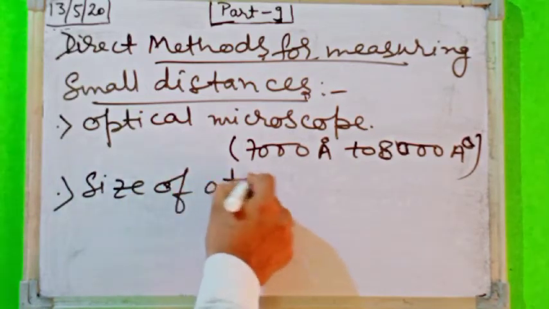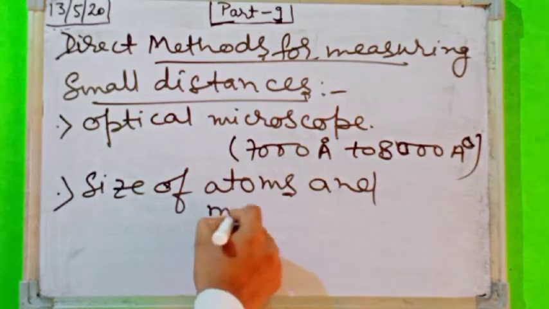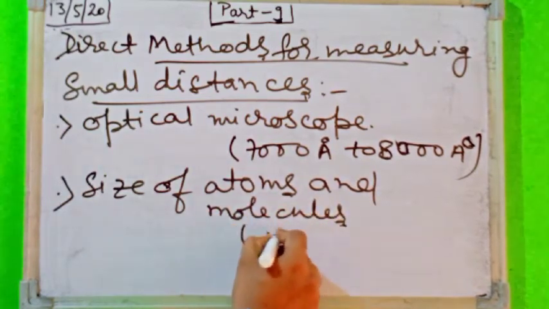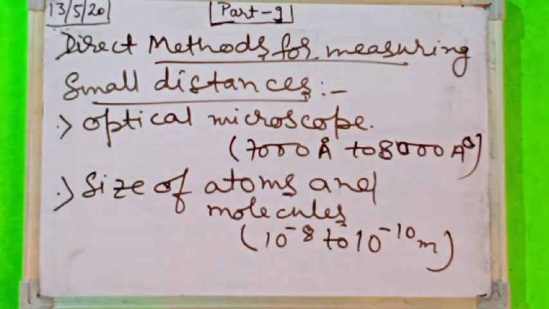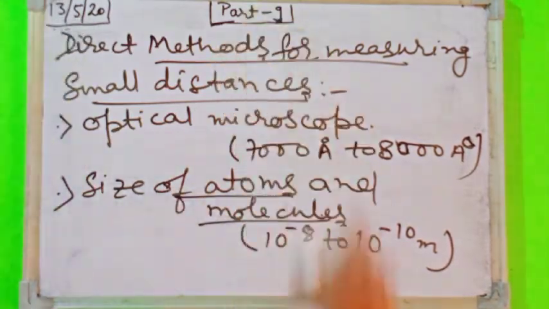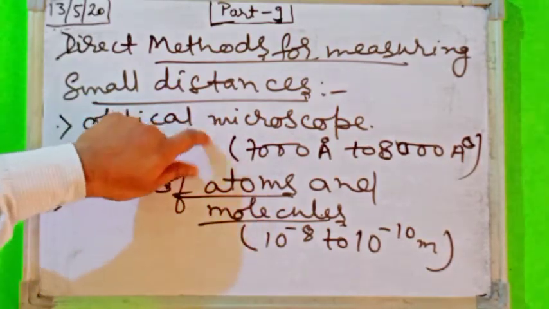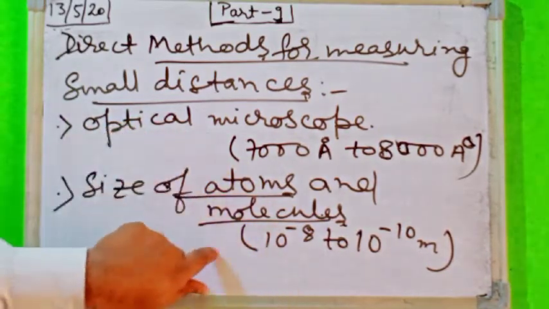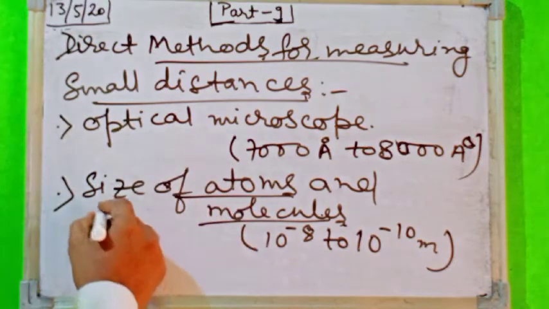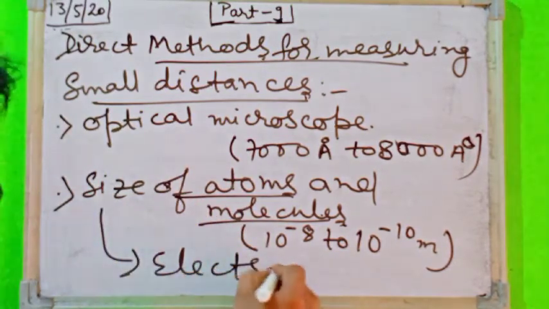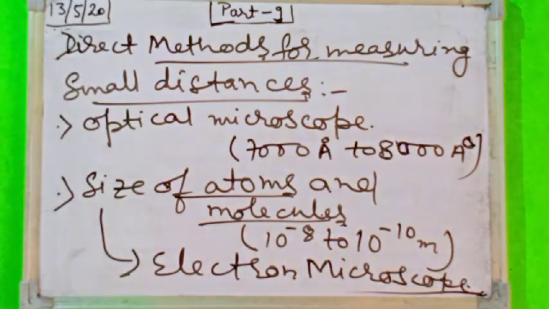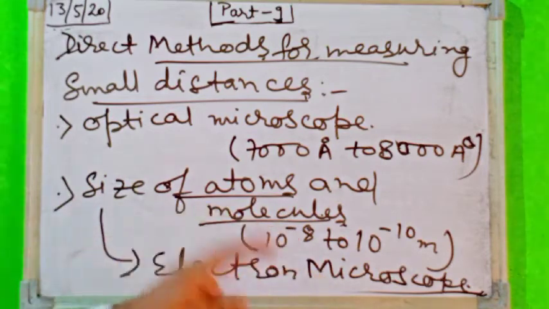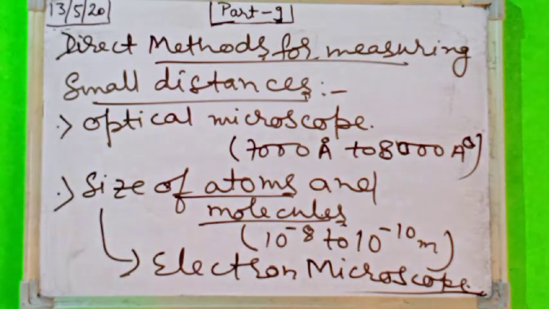The size of atoms and molecules is of the range 10 to the power minus 8 to 10 to the power minus 10 meter, which is quite smaller than this value. So this size cannot be measured because the light falling on the optical microscope cannot resolve atoms and molecules. For this resolution we use the electron microscope. The electron microscope is used to measure the size of atoms and molecules, which are of the order 10 to the power minus 8 to 10 to the power minus 10 meter.